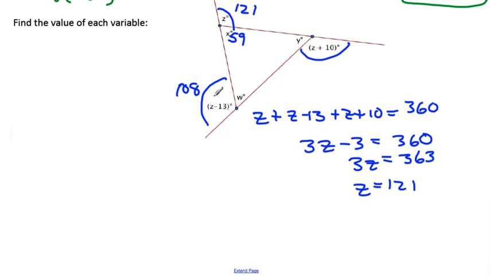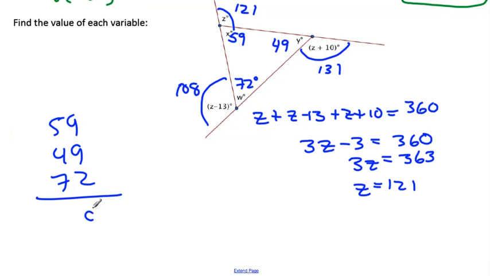108 has to be supplementary. These two add up to 180, so we get 72. All right, and what do we get here? So this would be 131. So this would have to be what, 49? Let's do a double check to make sure all these add up to 180. So if we take 59 and 49 and 72, that's 180. We're all done. Okay, so that works. All right, we figured it out.